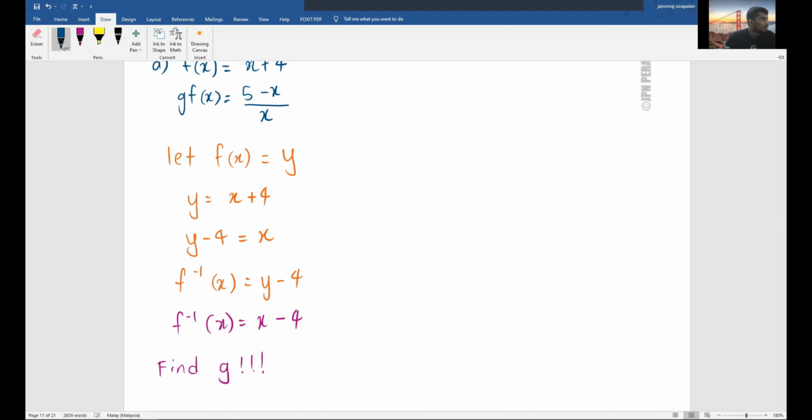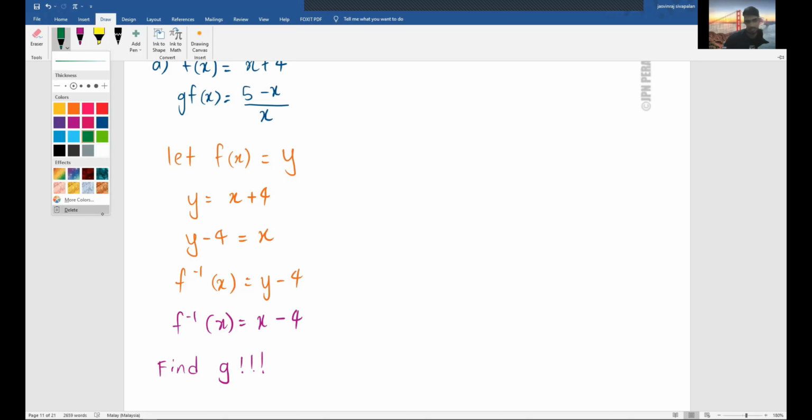What do you have to do next? Find g, right? How do we solve g? How do we find g? Finding g is not that hard.